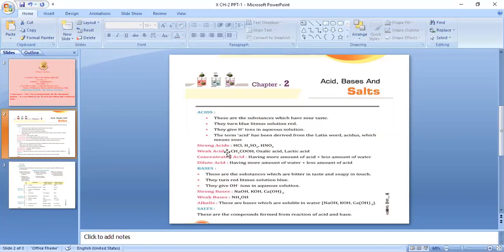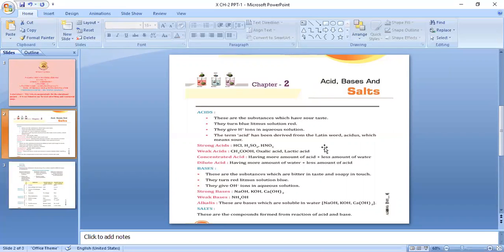Let's take some examples of acids. The acids are divided into two types: strong acids and weak acids. Some examples of strong acids are HCl, that is hydrochloric acid, H2SO4, that is sulfuric acid, and HNO3, known as nitric acid. Now, let's consider some examples of weak acids.